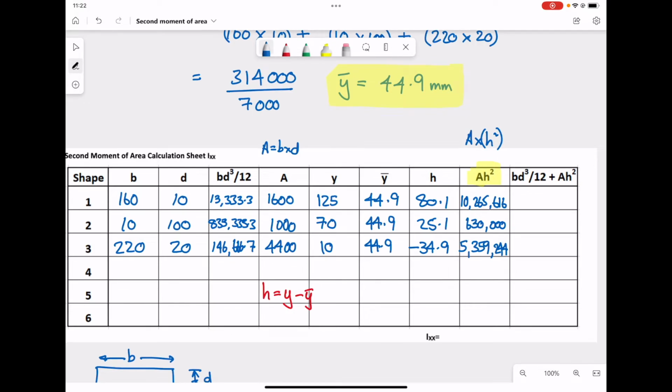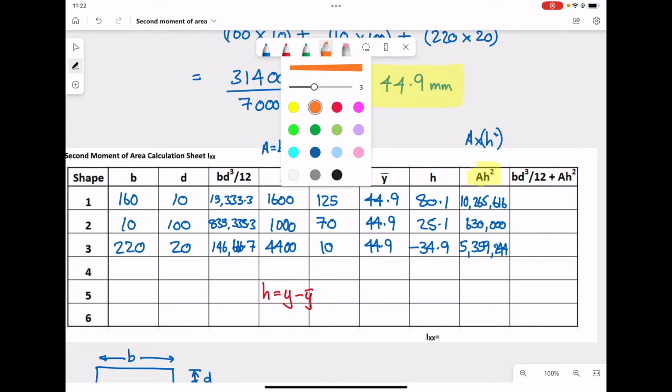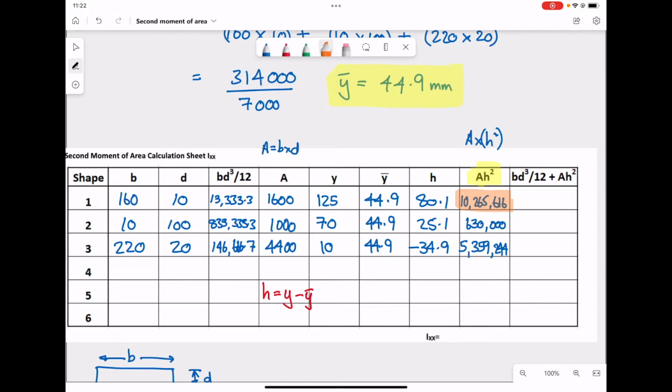Then for the last column, we take the AH squared value and add it to the BD cubed value. Doing that, we get for the first row 10,278,949.3. For the same two corresponding values in the second row, we get 1,463,333.3. And for the last row, adding the two corresponding values together, we get 5,505,910.7.